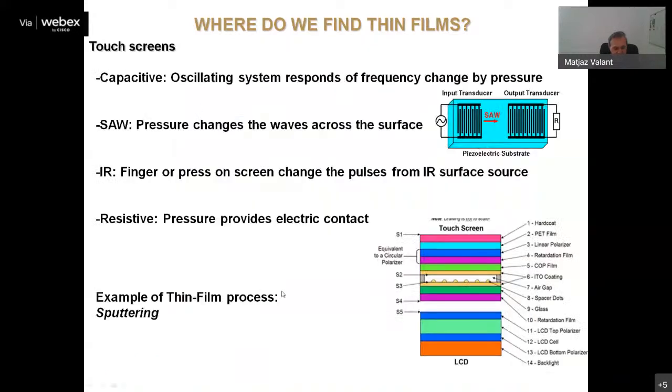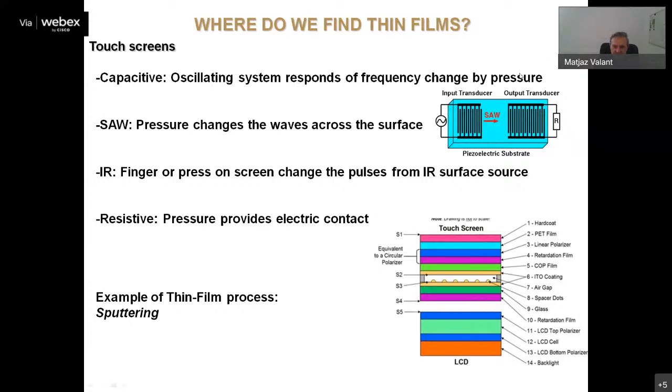One very interesting application of thin films is touchscreens. We have different methods of how touchscreens work. They can use different kinds of signals, you know, capacitive changes. With a change in capacity, we change the oscillation inside the system, and that would then be detected as the action.